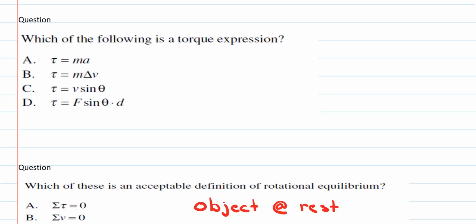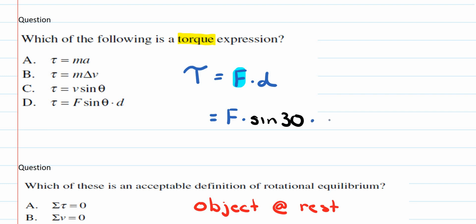Moving on to the second question. Which of the following is a torque expression? Just like the previous question, torque takes the symbol tau, and that's equal to a force times a distance. Now regarding the force, force is just a number, right? Throughout this particular chapter, we're going to be dealing with some angles as well. For example, we could have force at a certain angle, like sine of 30 degrees, and then we multiply that by the distance. Now this part right here is just a number, right? So it's still all related to the force.